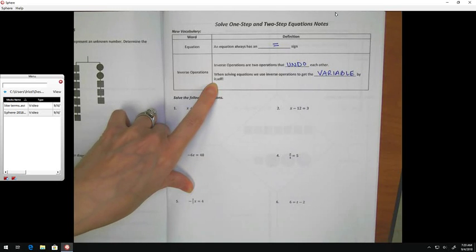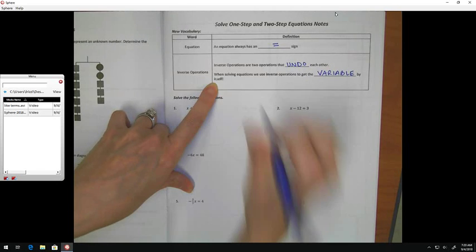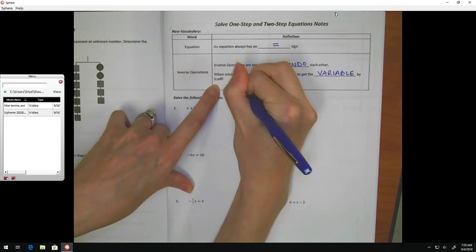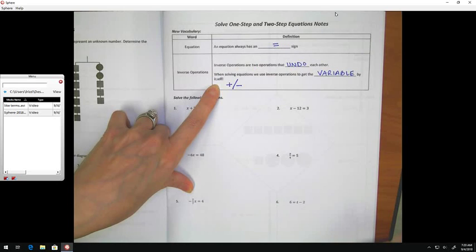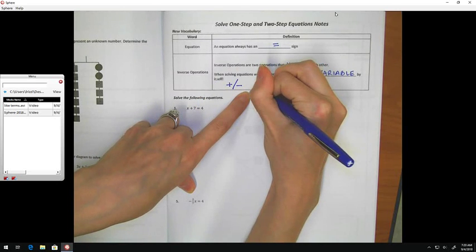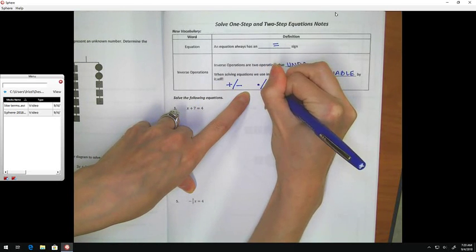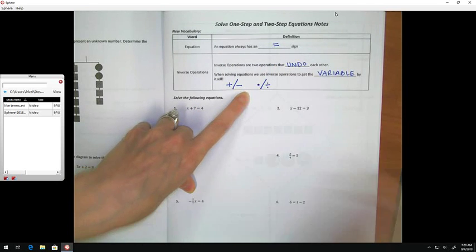Okay, so let's talk about these inverse operations. The inverse of addition is subtraction. The inverse of multiplication is division, and then also vice versa.